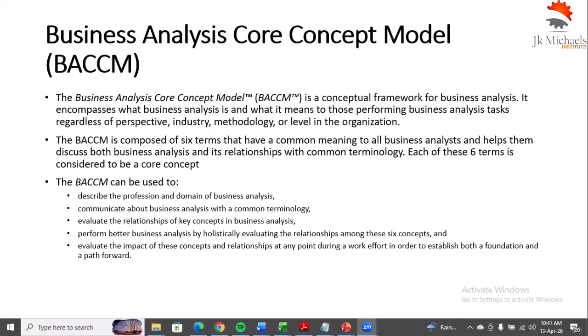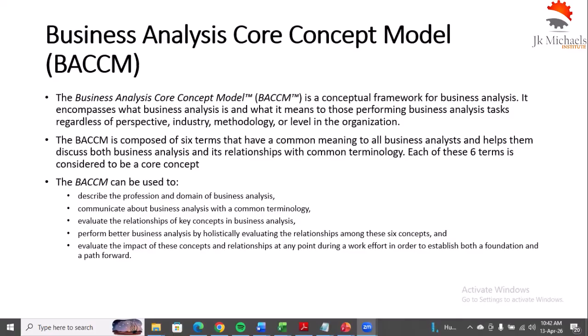There are 6 terms that make up the business analysis core concept model. They are interrelated and they have a common meaning to all business analysts around the world. It helps us to have a common terminology for discussing business analysis activities. And each of the 6 terms is considered to be fundamentally part of the BACCM, meaning it's a core concept.